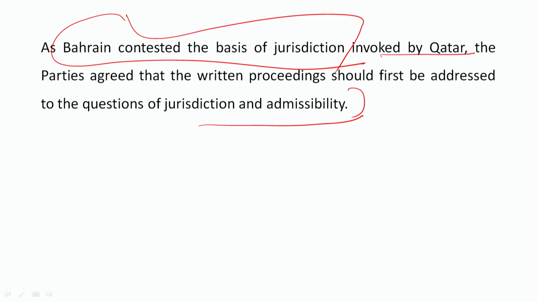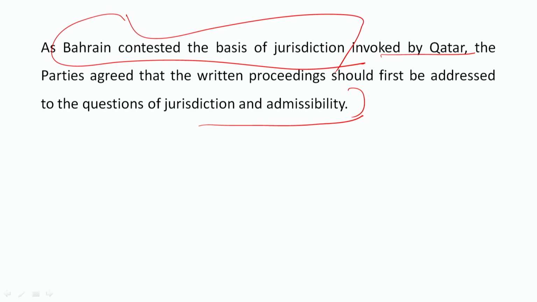As per international law, primarily when a matter is brought before the court, it has to determine its jurisdiction, whether it does have the jurisdiction to resolve this dispute or not. Only after determining that jurisdiction can the court proceed further. So in this case also, the first step for the court was to determine whether it does have the jurisdiction to proceed with this matter or not.